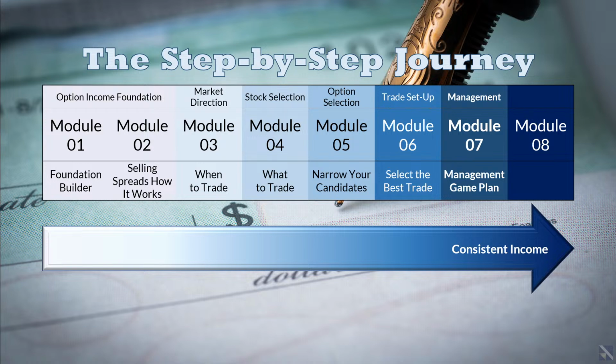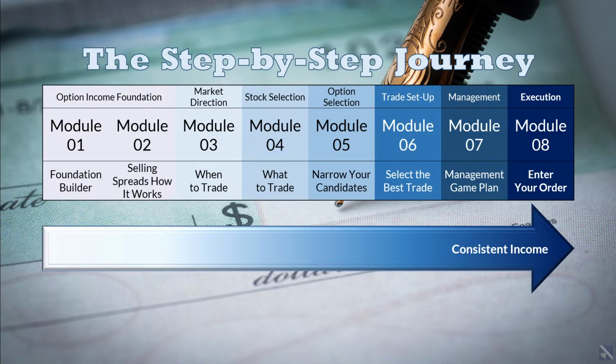Now that you got your trade picked out, you're ready to go. In Module 7, you're going to have your plan in place so you know when to exit the trade, not only to take profits, but to minimize losses. You will never again be frozen like a deer in the headlights. No matter what the market throws at you, you're going to know how to react. That's going to allow you to trade completely stress-free.